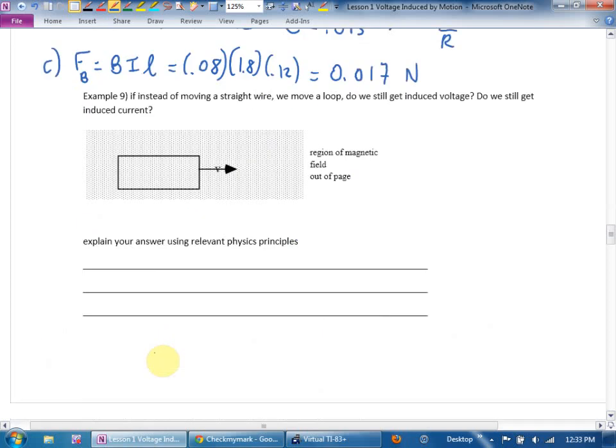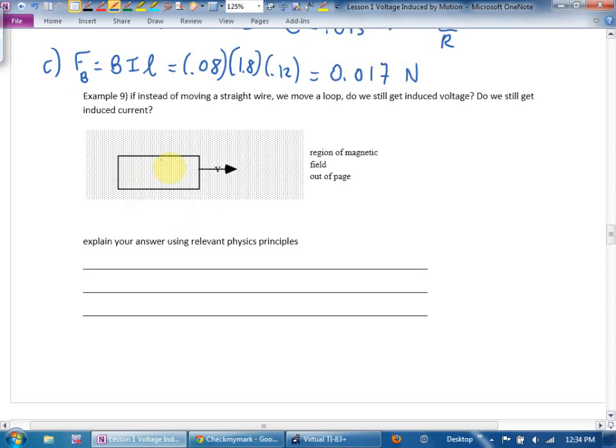Then Faraday and Henry both asked the next question. They said, well, what if instead of moving a single piece of metal, I move a loop of wire? So they bent a loop of wire into a rectangle. This is a very thin piece of wire, and they put it inside a magnetic field and moved it.